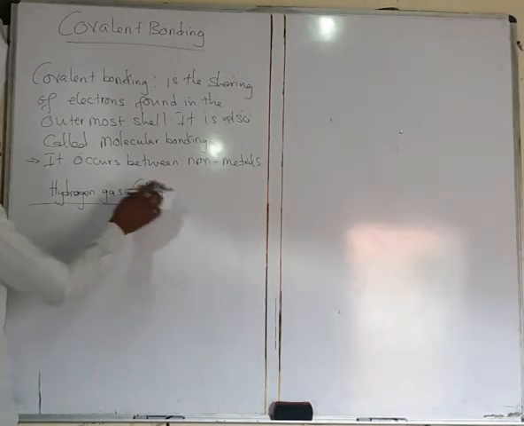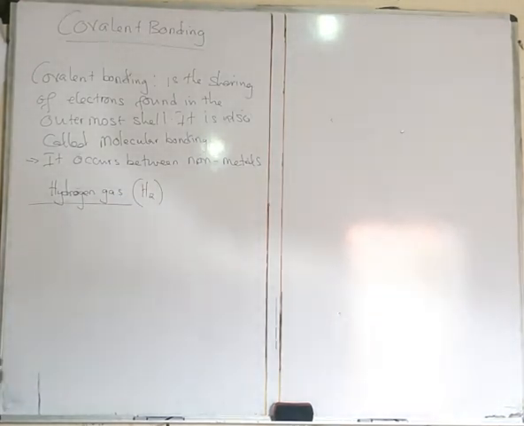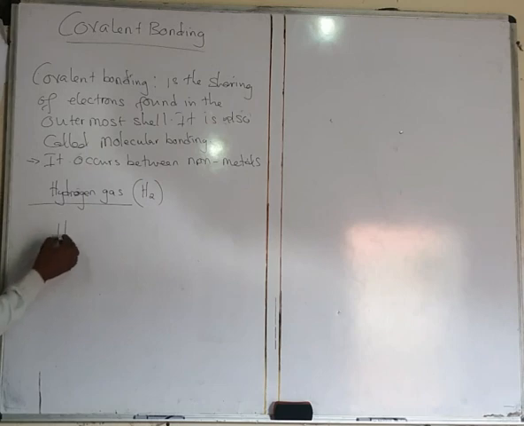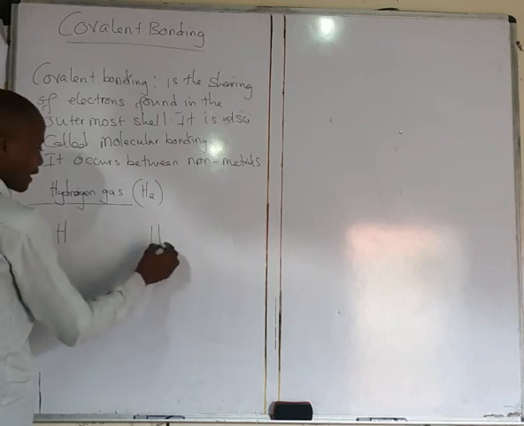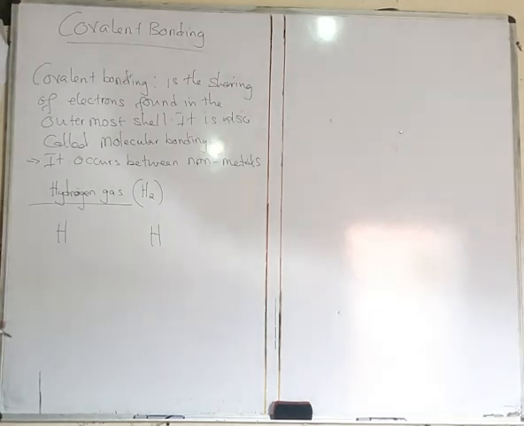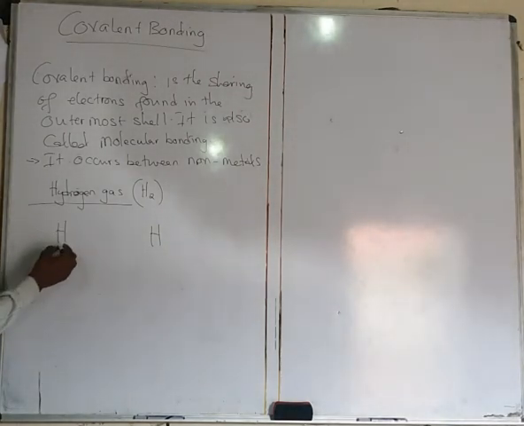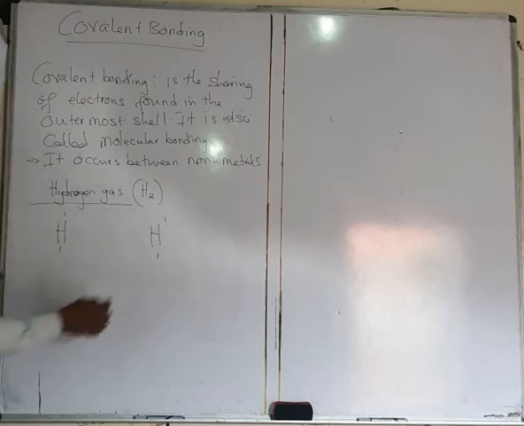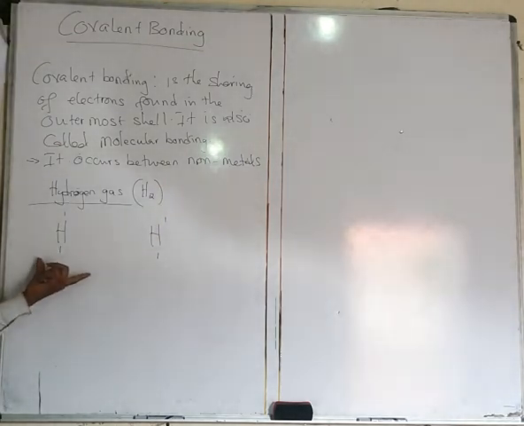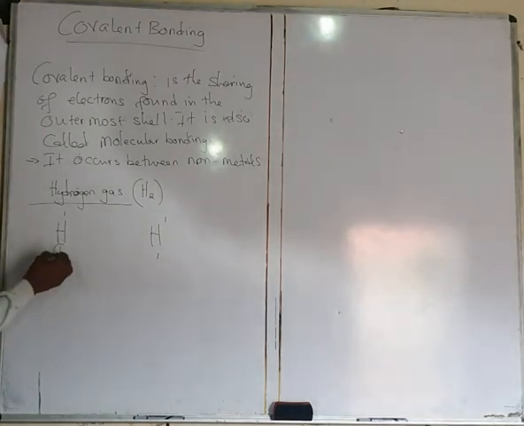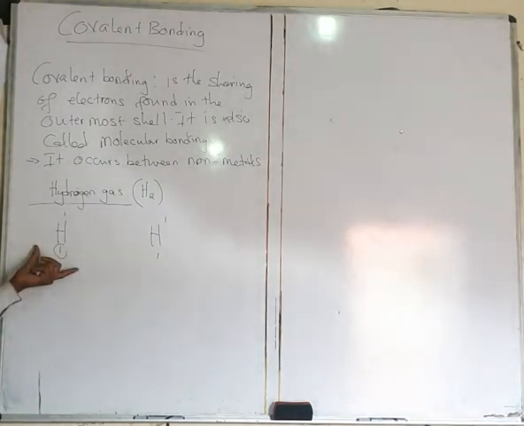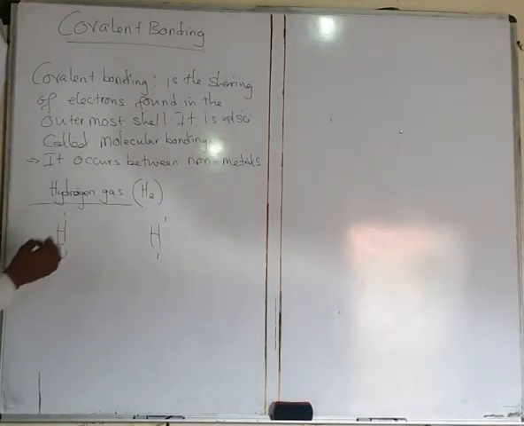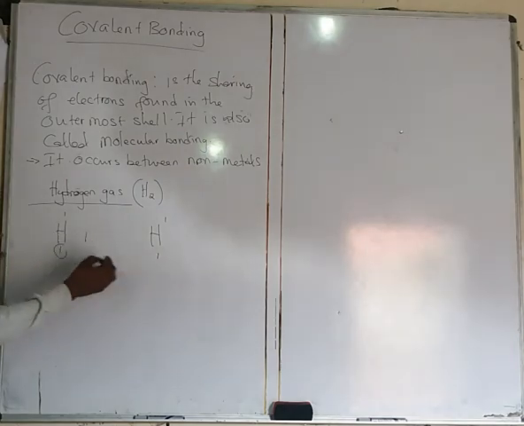Now, how did these two hydrogen atoms share electrons? We're going to separate them. We have this hydrogen here, and we also have the other hydrogen there. We need to know the number of protons and electrons. We have atomic number 1, mass number 1, and the same applies to the other. The number of protons is equal to the number of electrons, which means hydrogen has 1 electron. So if you write the configuration, we have 1 there, and we also have 1 there.